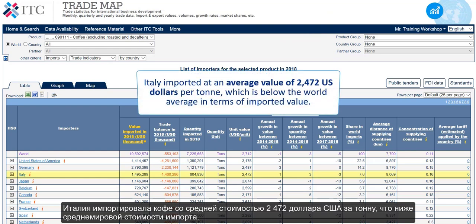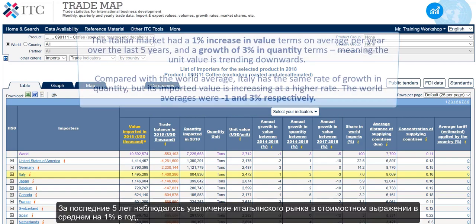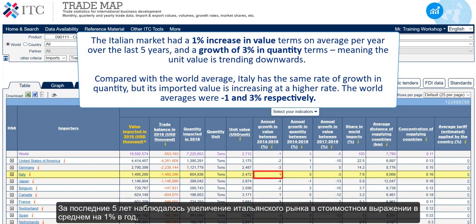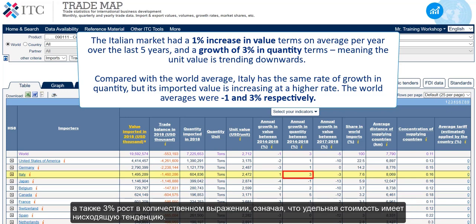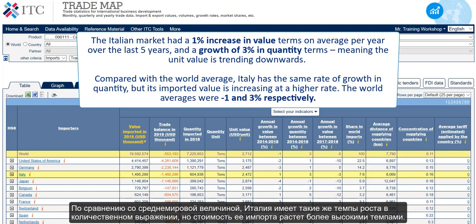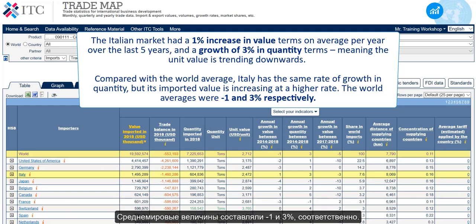Italy imported at an average value of $2,472 per ton, which is below the world average in terms of imported value. The Italian market had a 1% increase in value terms on average per year over the last 5 years, and a growth of 3% in quantity terms, meaning the unit value is trending downwards. Compared with the world average, Italy has the same rate of growth in quantity, but its imported value is increasing at a higher rate. The world averages were -1% and 3% respectively.